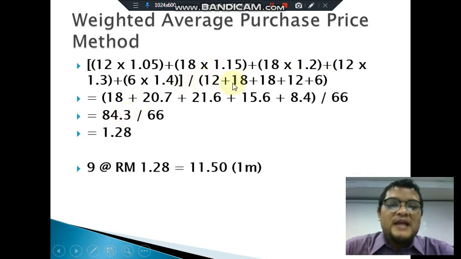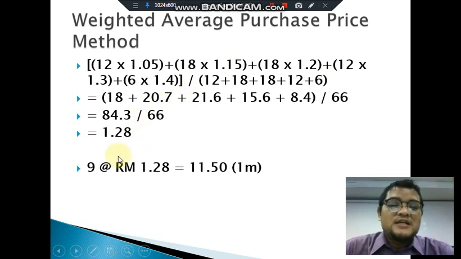So you divide by the number of items. 12 is the first purchase in January, and then you purchase 80, then you purchase 18, then you purchase 12, and then you purchase 6. So you divide by 128. You know that the average price of 1 can is 1 ringgit 28. This is the average price, because you have different prices, right? You have 1 ringgit 5 cent, 1 ringgit 15, 1 ringgit 20, 1 ringgit 30, 1 ringgit 40. So the average price is 1 ringgit 28.